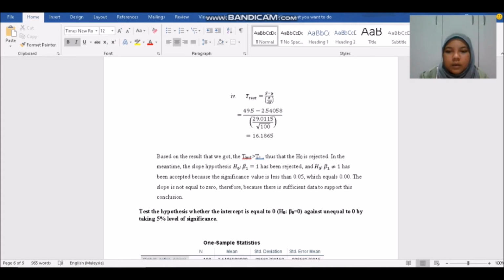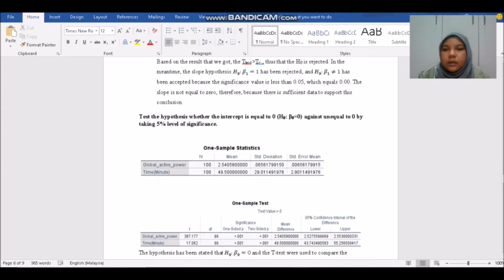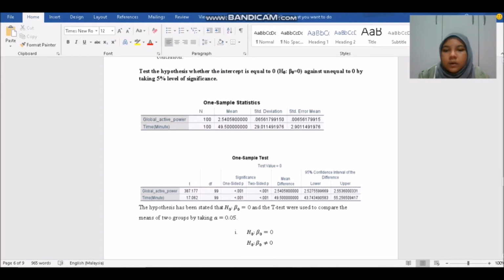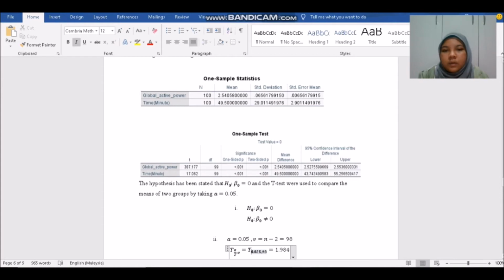The next one is to test the hypothesis whether the intercept is equal to 0 against unequal to 0 by taking a 5% level of significance. So as we can see, the hypothesis has been stated as beta 0 equal to 0, and the t-test is used to compare the means of two groups by taking alpha equal to 0.05.